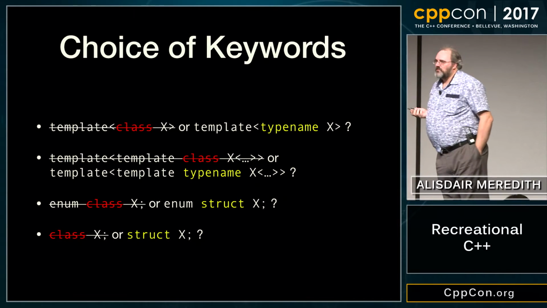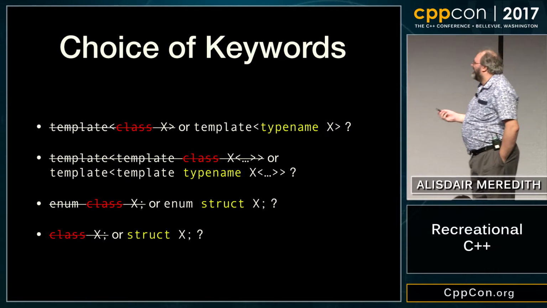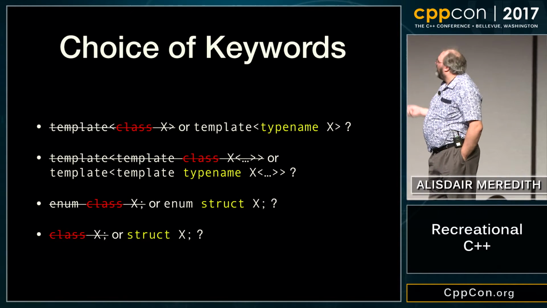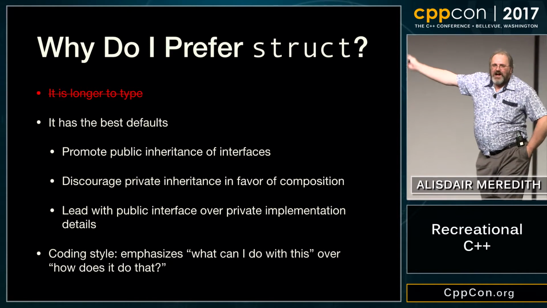My suggestion is class is always wrong. I would love to deprecate it if I could. This is what I've been doing in my homebrew code now. The reason is, yes, class is shorter. I don't care.